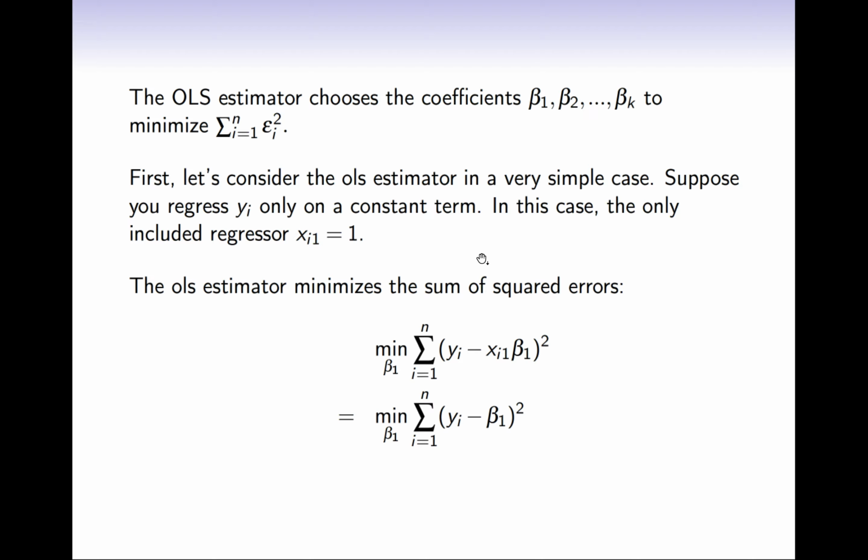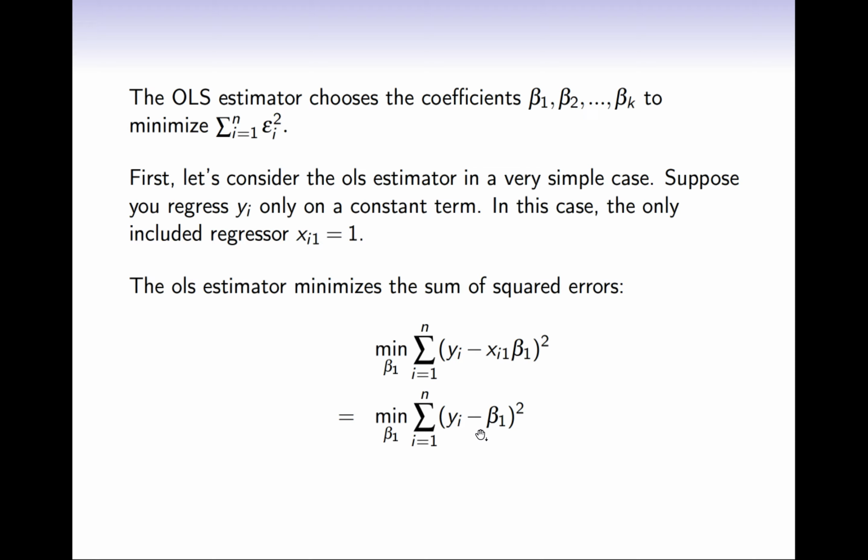So the OLS estimator is going to choose the coefficients to minimize the sum of the squared residuals. Let's consider the OLS estimator in a very simple case, where we just regress y on a constant term. So the only regressor is xi1, which equals 1 for everybody. The OLS estimator minimizes the sum of squared errors, and this is a constant term, so this is the problem it's solving.